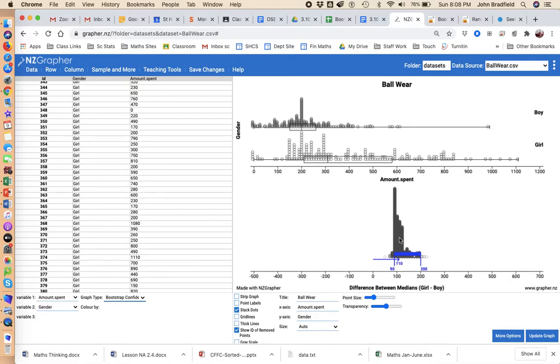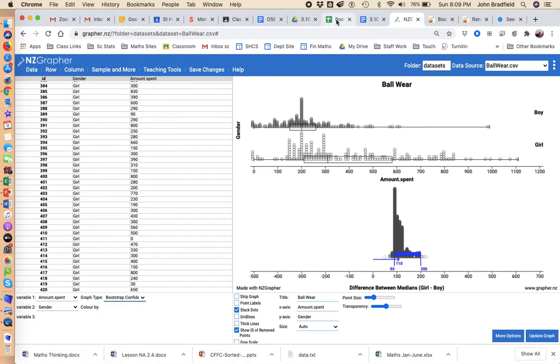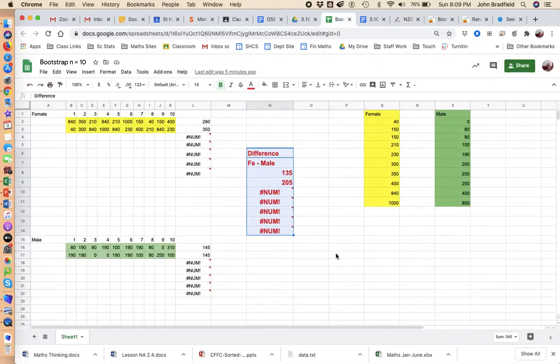All of these dots here are a result of bootstrapping. So resampling from the original sample, finding a median for the female spending, resampling from the original sample for the males, finding a median, and then going female minus male and getting another difference. 110 was our original one. The problem with this is it looks really quick. So we're going to look at a simplified version that we did in class.